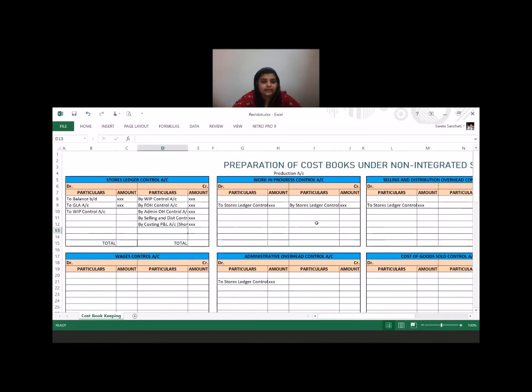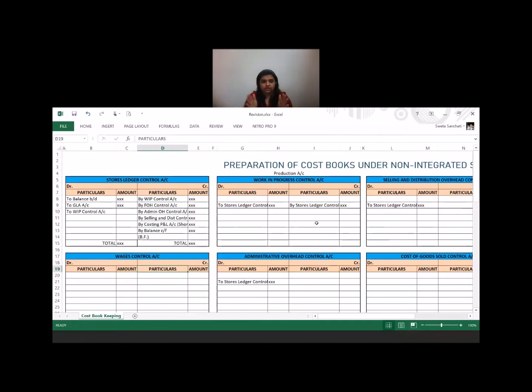So we have done all the possible entries of stores ledger control account. What we get is the balancing figure, that is by balance carried forward. We have our balancing figure, and you will see that your total account will match. This is generally the balancing figure. There might be a case that they have given you the closing balance and the opening balance, and there must be some item missing in the stores ledger. That is also possible.